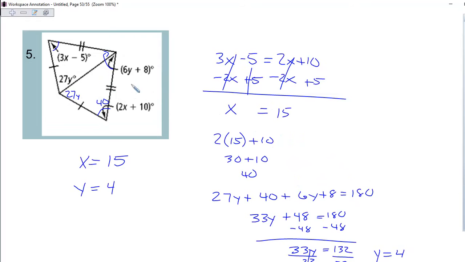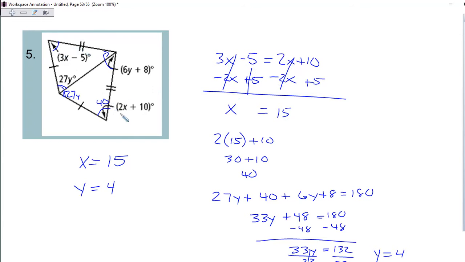And number 5. So number 5 here, this is our longer diagonal that's going to cut it into 2 congruent triangles, which means that this is going to be congruent to this over here. These two angles are congruent, and these opposite angles are congruent, our third angles. So as you can tell, we have 3x minus 5. We're going to set our x's together since we know they're congruent. Solve for x. We get 15.